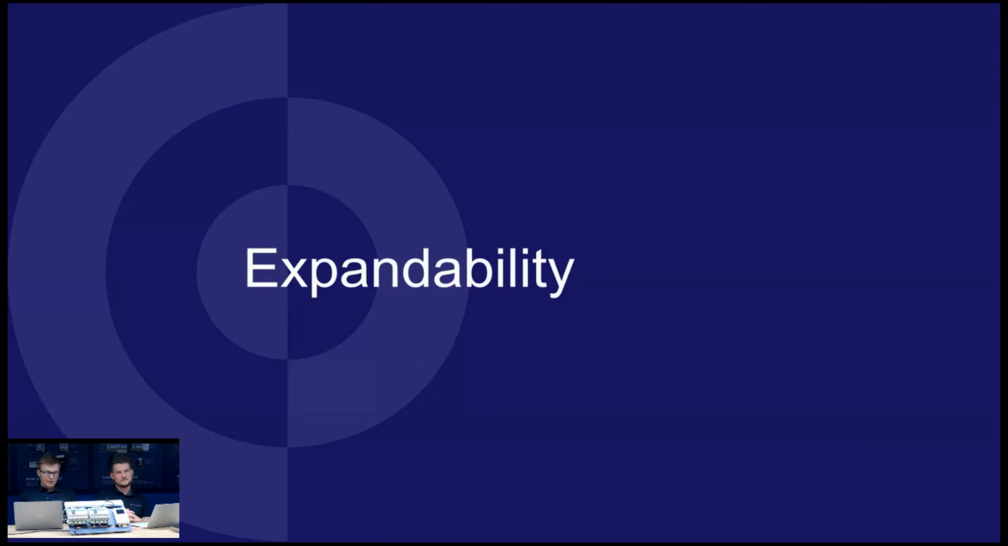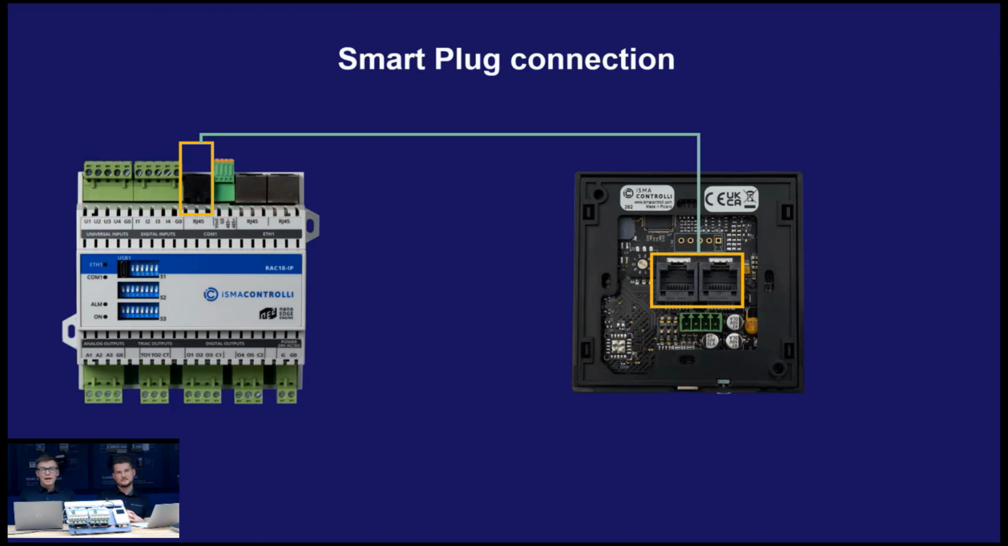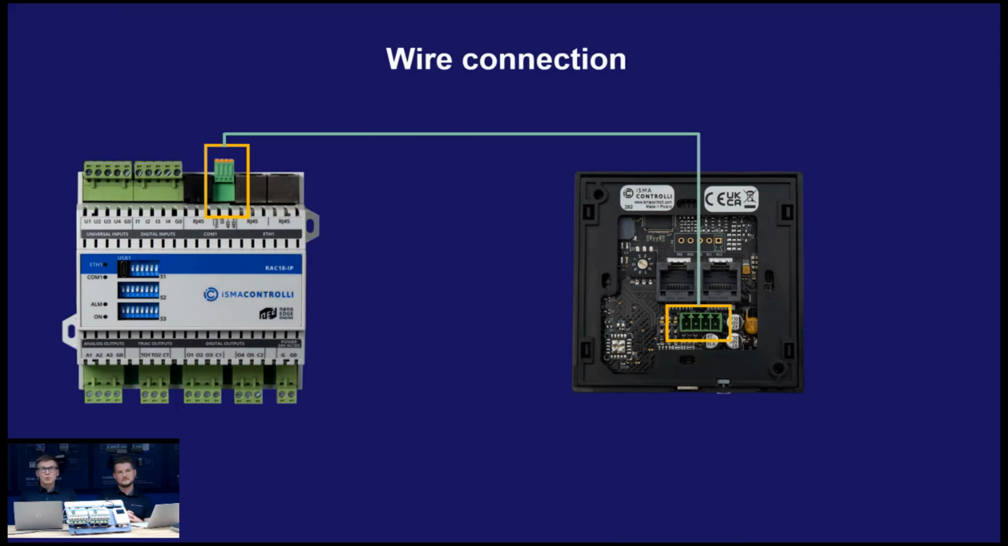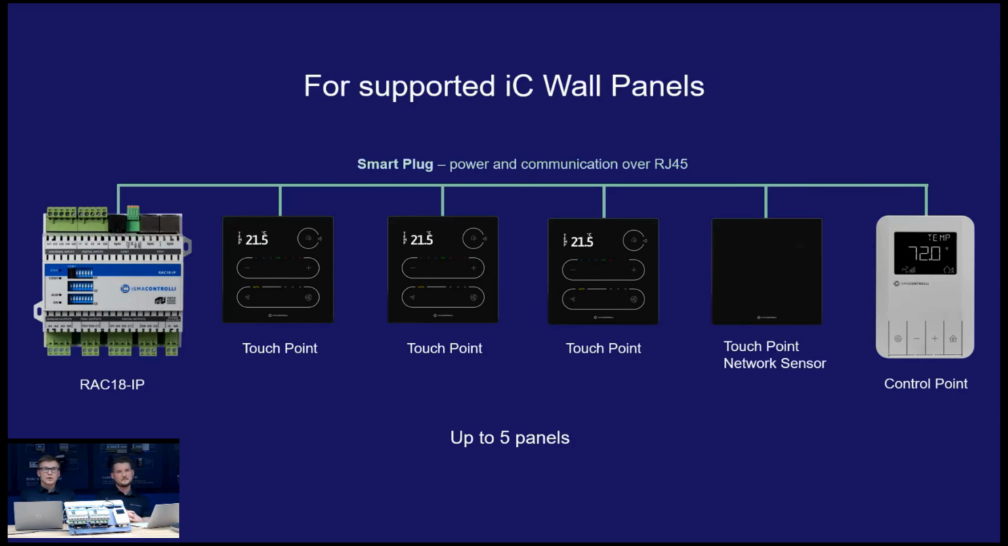The RAC18-IP, thanks to the RS-485 and IP communication ports, can be easily expanded. We have one RS-485 communication port with a dedicated smart plug connection, which allows you to connect our wall panels. But in case you want to use a standard wire connection, we provide a screwless terminal. The smart plug provides the possibility to connect up to 5 ISMA control wall panels because the communication is provided together with the power supply.